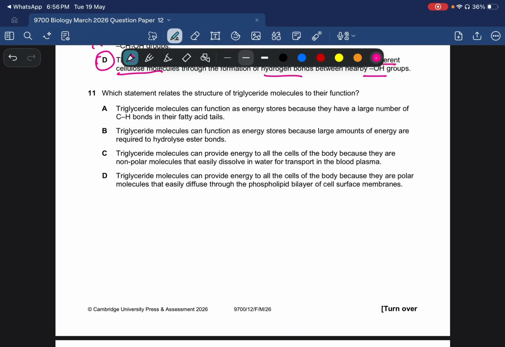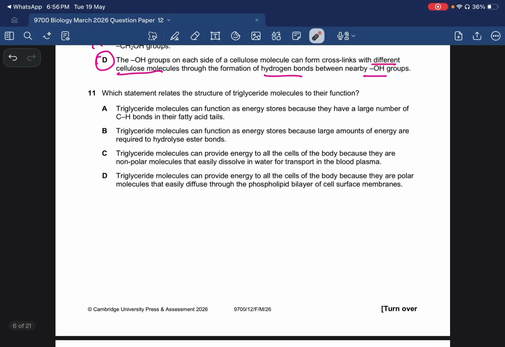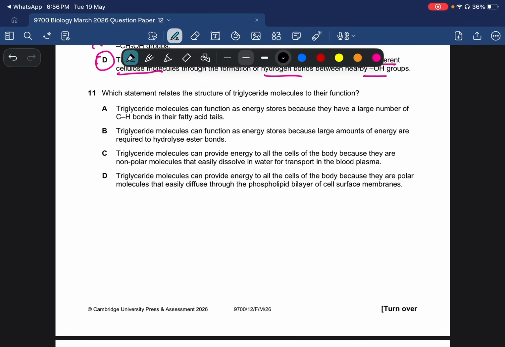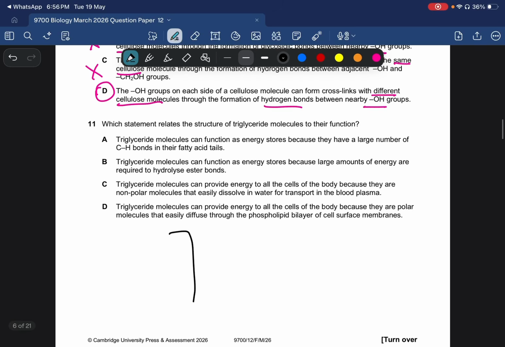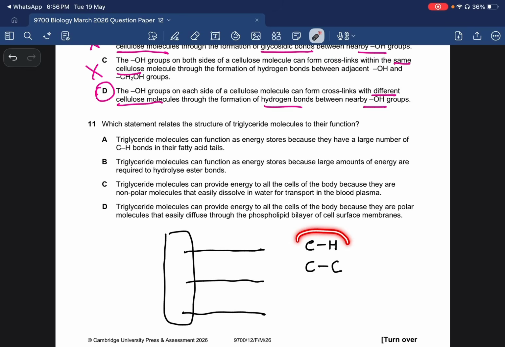Right. So question 11 says which statement relates the structure of triglyceride molecules to their function? So before even reading the answer choices, we know what triglycerides do and why they are needed in our body. Triglycerides basically, how are they made? They basically have a glycerol molecule here and then three fatty acid chains here. Now, all of these fatty acid chains, or the tails of the fatty acids, you could say, have many carbon hydrogen bonds inside of them and many carbon-carbon bonds inside of them. But we mostly just look at these bonds.